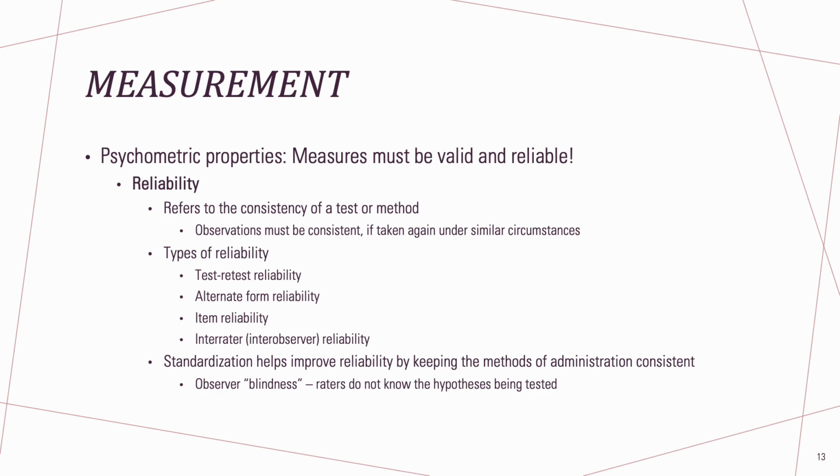A key word to know about is observer blindness, which is that raters do not know the hypotheses being tested. So this is important when we are administering measures that, let's say, depend on a rater to code some sort of behavior.